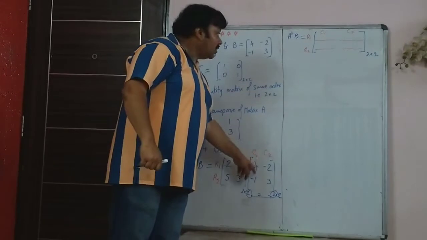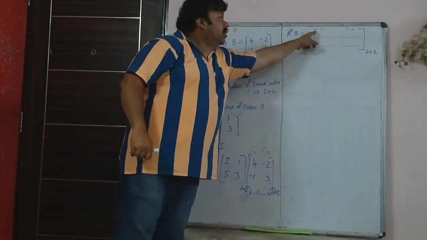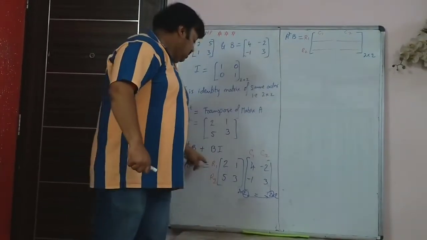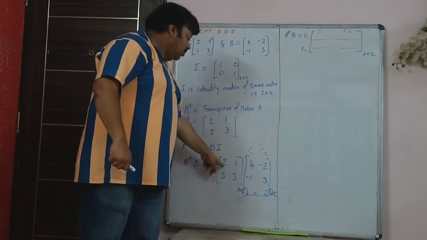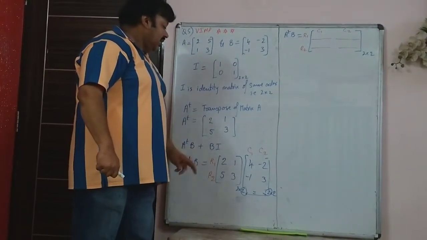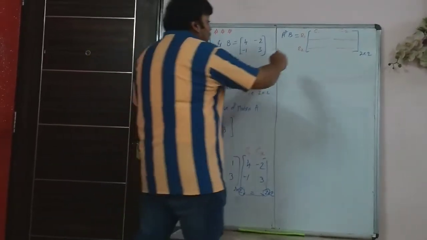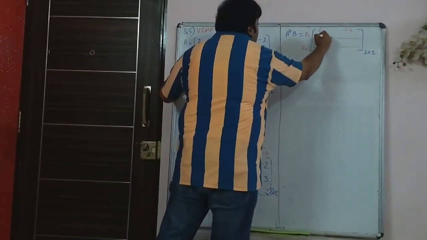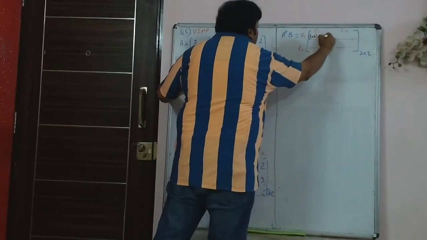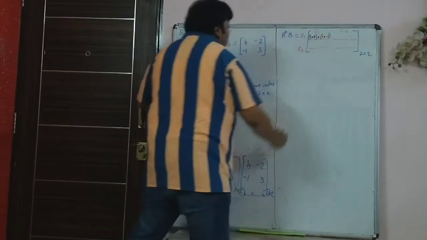Row 1 with column 1, first position. R1, C1. So row 1, first element 2 into 4. And then the second element's multiplication, 1 into minus 1. So it is 2 into 4 plus 1 into minus 1.